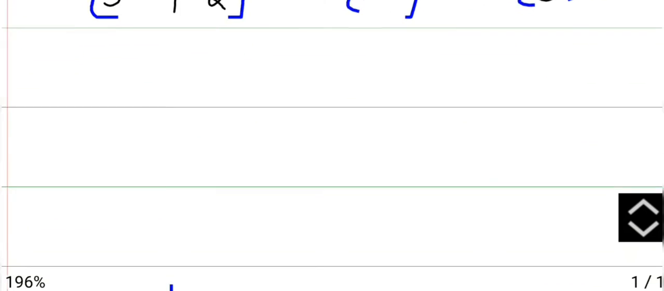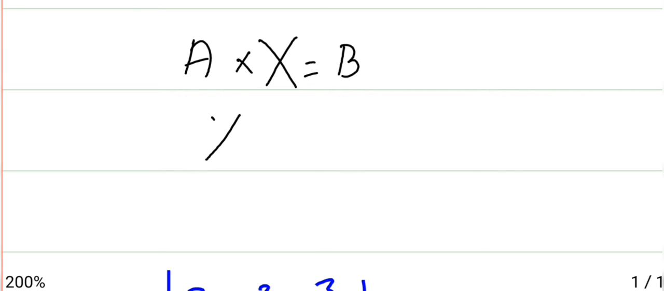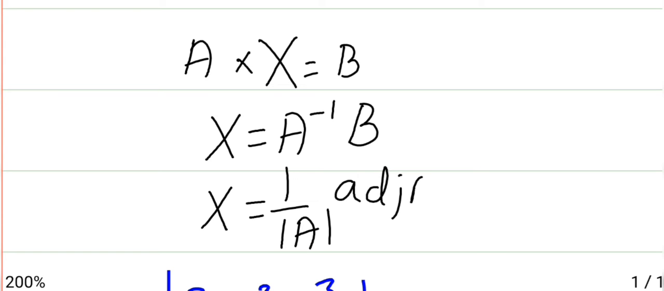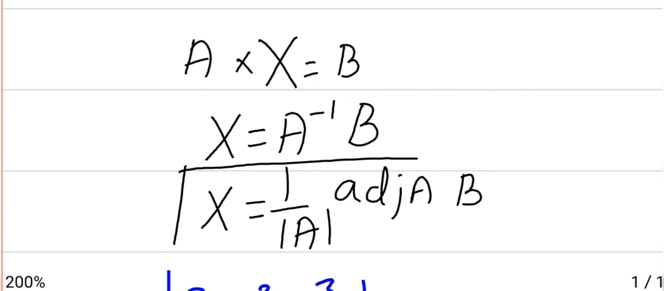Then next, we have A into matrix X equals B. Now we want X, so A goes to the other side and becomes A inverse of B. Now we have to find A inverse of B. What is A inverse? A inverse is 1 by mod A into adjoint A into B.